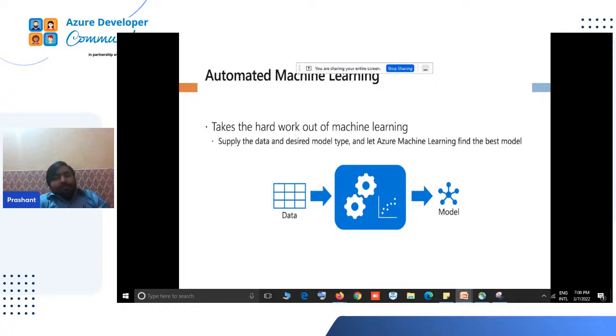Now we would like to briefly touch upon what is automated machine learning. Like we broadly understood, machine learning is about getting data, cleaning it, building our models, training our models, and then using those models to do the predictions. So it has multiple aspects, and automated machine learning helps us with some or most of those steps. As we can see, it takes the hard work out of machine learning. Over here, we just supply the data and desired model type and let Azure ML find the best model for us. So even the model discovery becomes easy for us.